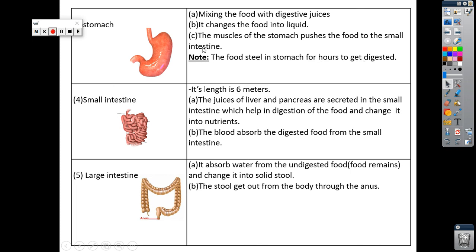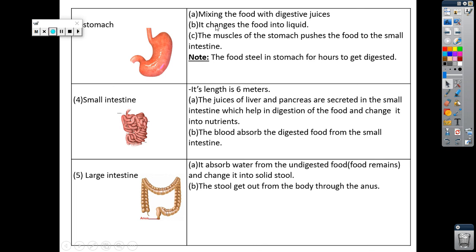What is the function or the job of the stomach? Number one, mixing the food with the digestive juices. What is the meaning of the digestive juices? Parts of the digestive system form juices. These juices help in the digestion of the food. These juices, we call digestive juices.